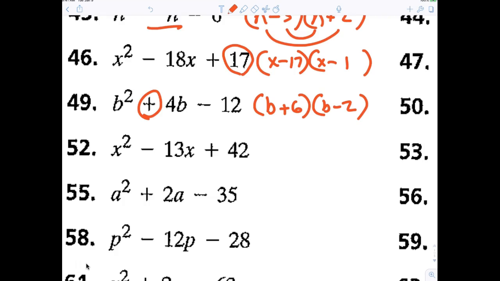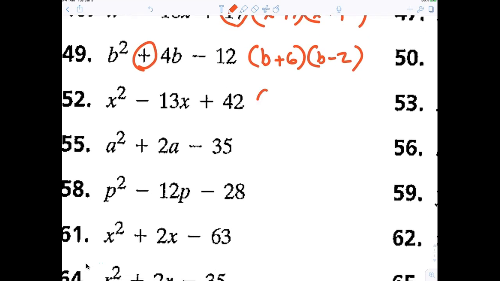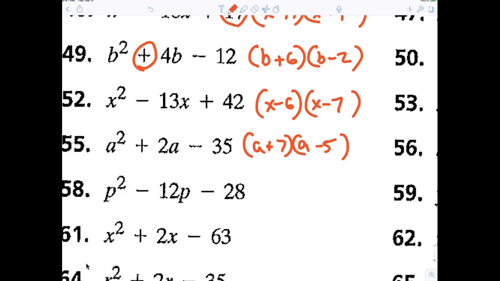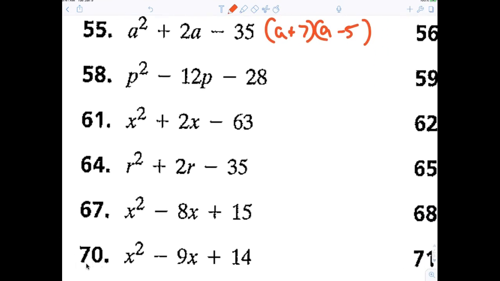All right, 52. So parentheses, x. 6 and 7. That's exactly correct. And then it would be -6. That's the answer. Easy. Very easy. Okay, next. Yes, it would. Plus 7 minus 5. All right, good job.